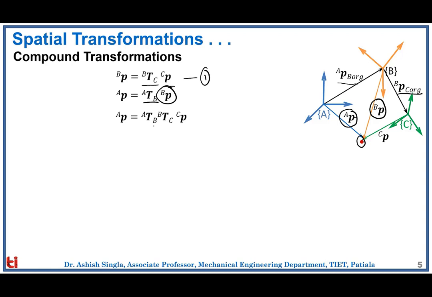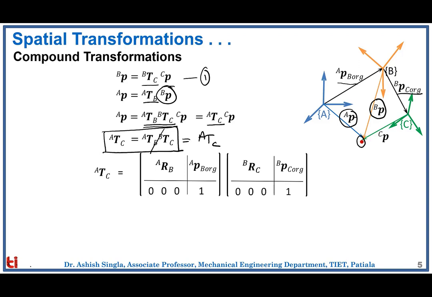So basically here you can see, by using these two matrices, you can map the point described in frame C to frame A, and it can be done using one single transformation which represents the mapping from frame C to frame A, so like ATC. So eventually we can say that the ATC matrix is equal to ATB into BTC. So you can see the subscript and superscript cancel out, which gives us the final transformation matrix from frame C to frame A, and the final transformation matrix can be represented if we write both the transformation matrices in expanded form.